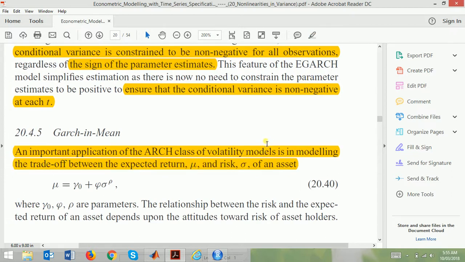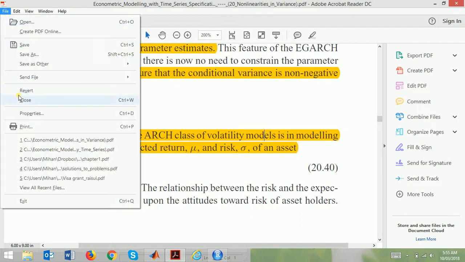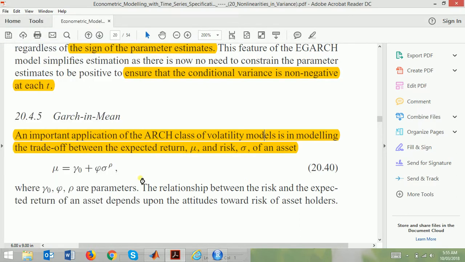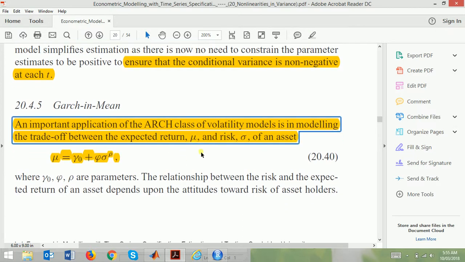This is very important, I guess. Return and risk of an asset: mu is equal to gamma naught plus phi sigma p, where gamma naught, phi, and p are parameters. All of them are parameters, right? So the expected return is mu and the risk is sigma. P is the order of lags.